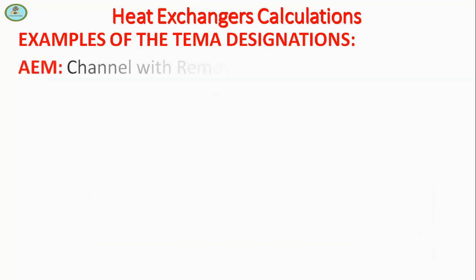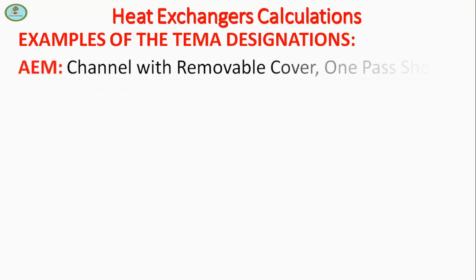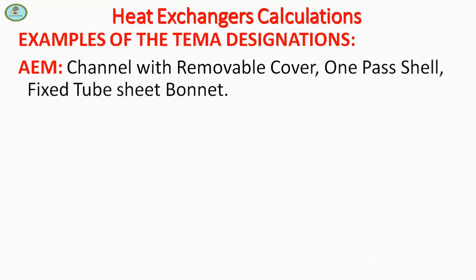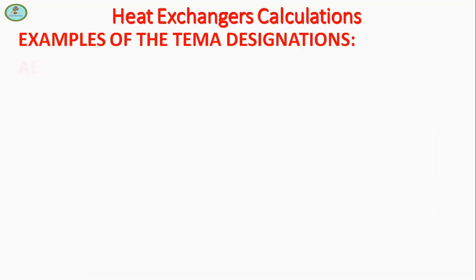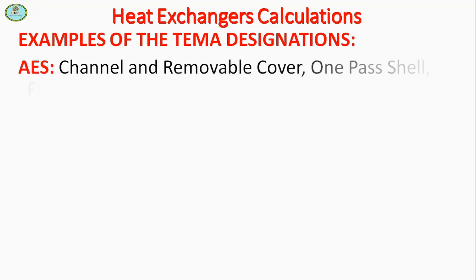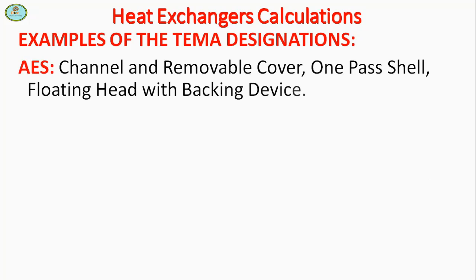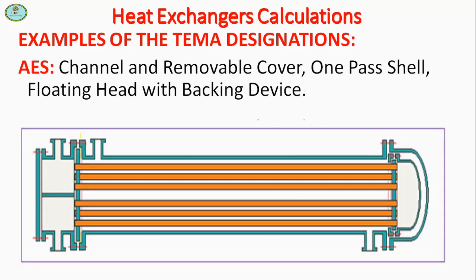AEM, channel with removable cover, one pass shell, fixed tube sheet bonnet. This type of design configuration is shown here. AES, channel and removable cover, one pass shell, floating head with backing device. This type of design configuration is shown here.